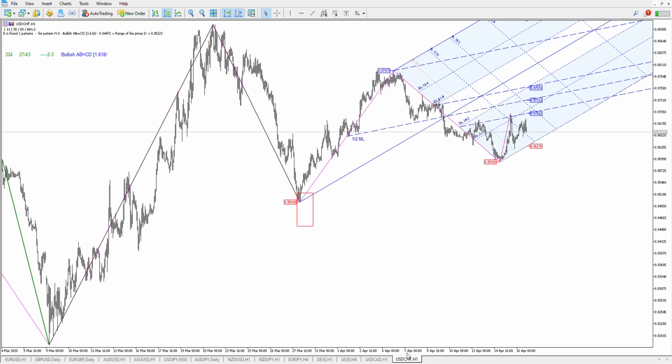And the last one is the dollar Swiss. We can create a channel there from the lows. So we've got an ascending channel, an ascending pitchfork. There's your resistance at 97.01 and your support at 96.27.